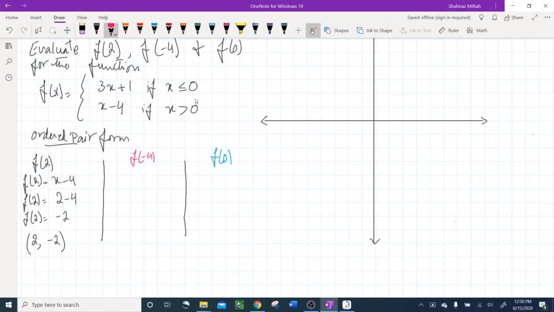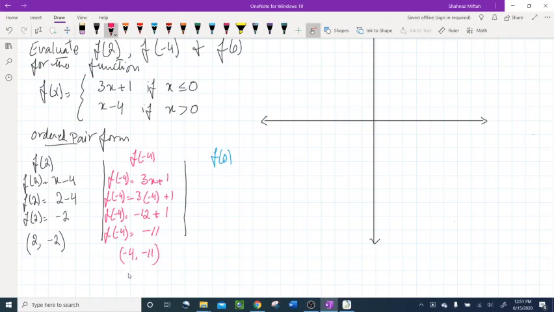Now negative 4 is less than 0, so which piece of the function do I need? x less than or equal to 0. Since this is less, I'm going to use 3x plus 1. So f of negative 4 equals 3x plus 1. Plug in negative 4 for x: 3 times negative 4 is negative 12, plus 1. When you subtract, you get negative 11. So my ordered pair in this case is negative 4, negative 11.